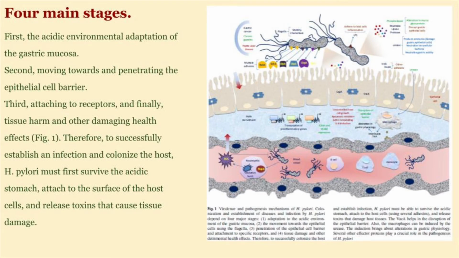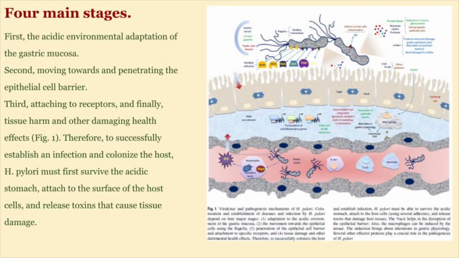Interestingly, H. pylori colonization and the establishment of diseases and infection depend on four main stages. First, the acidic environmental adaptation of the gastric mucosa. Second, moving towards and penetrating the epithelial cell barrier. Third, attaching to receptors. And finally, tissue harm and other damaging health effects. Therefore, to successfully establish an infection and colonize the host, H. pylori must first survive the acidic stomach, attach to the surface of the host cells, and release toxins that cause tissue damage.